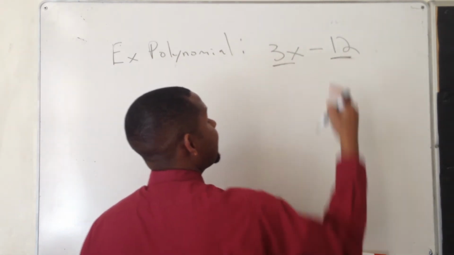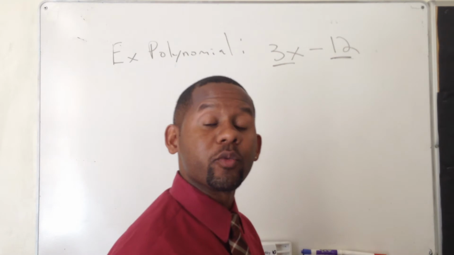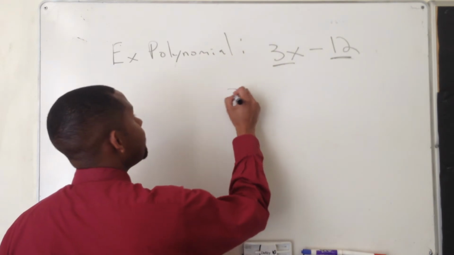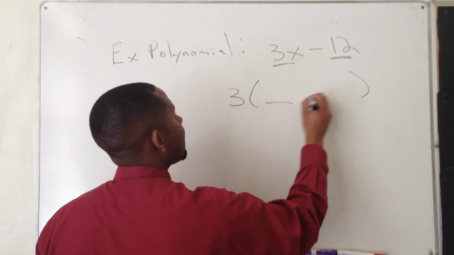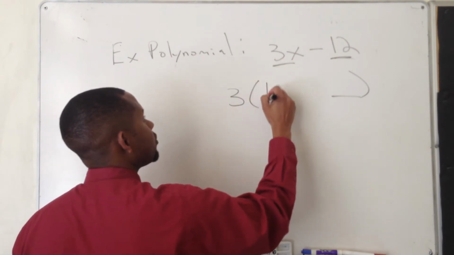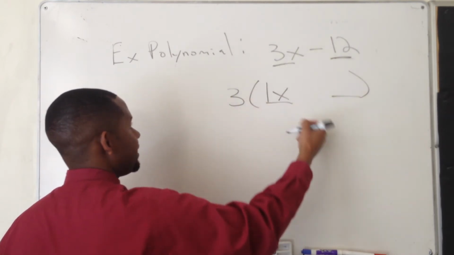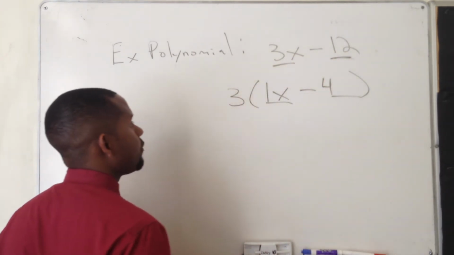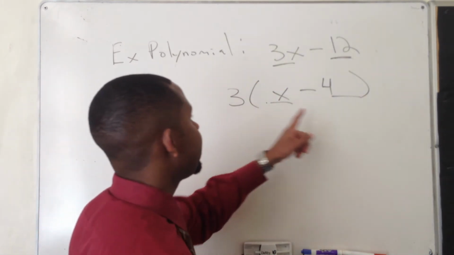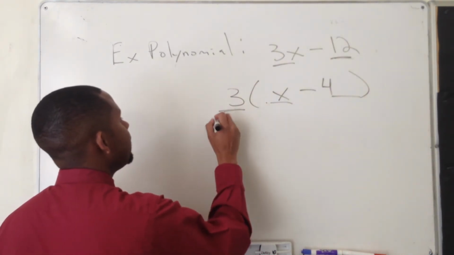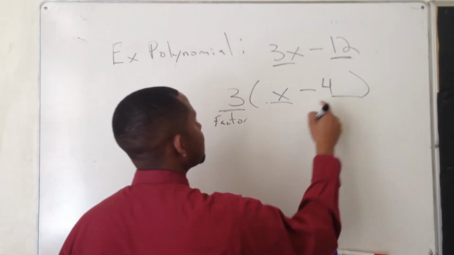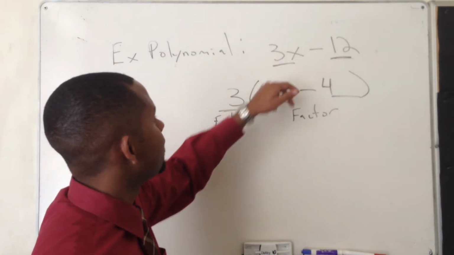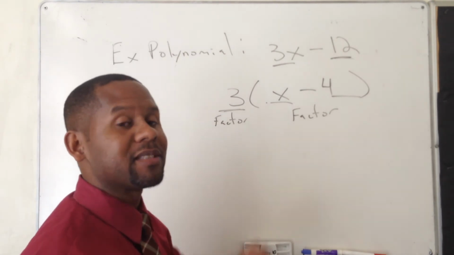But this has a 3 and this has a 12. What can I divide out of both a 3 and 12? Even better question, what's the biggest thing that I could divide out of both 3 and 12? 3. So I'm going to divide the 3 out, and then what am I left with? Well, 3 divided by 3 is 1. X is left because I didn't do anything to x. Here's a minus. 12 divided by 3 is 4. Perfect. My final answer is 3 times x minus 4. So 3 is a factor, and x minus 4 is a factor. I just broke this one question into 2 factors. 3 times x minus 4.